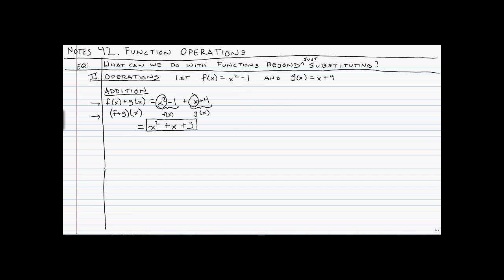Okay, second one. I'll draw a line here and do this one right below it because it's pretty easy also. The second operation we can do is, of course, if we can do addition, we can also do subtraction. So that's our next step: how are we going to subtract functions? Well, first, let's do a different color.